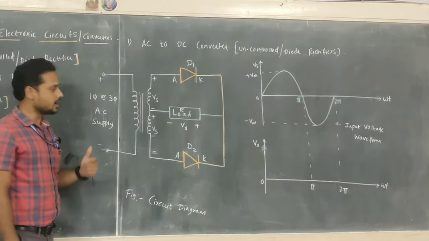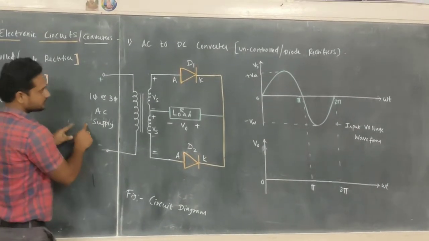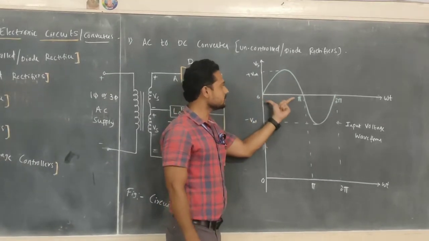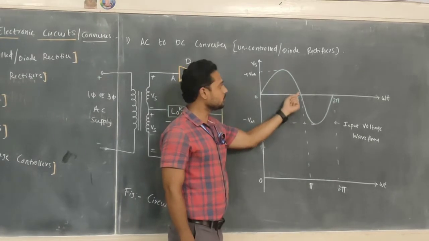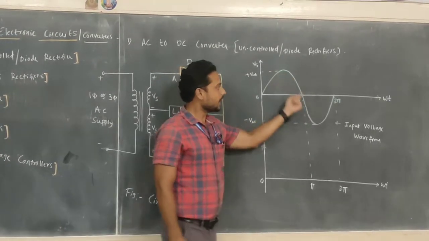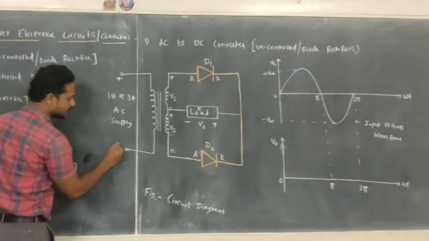Now let us see how it is possible to convert from AC to DC. During the time duration from 0 to pi, you have a positive half cycle, so the value of input voltage will be positive. As you have a positive half cycle during 0 to pi, this terminal polarity remains the same.